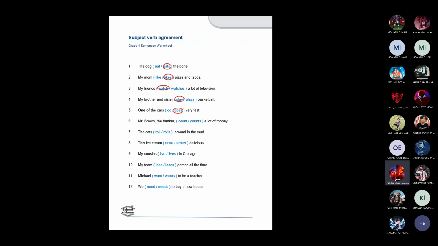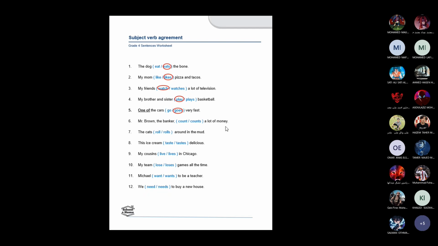Mr. Ibrahim, the banker, can count a lot of money. Count. Why? Because Mr. Brown, the subject, is singular. Excellent, Yasin.